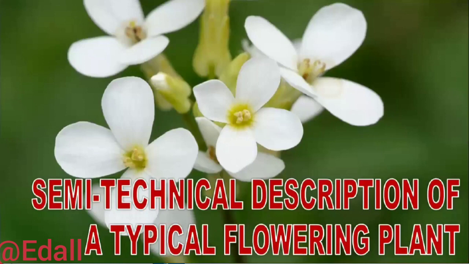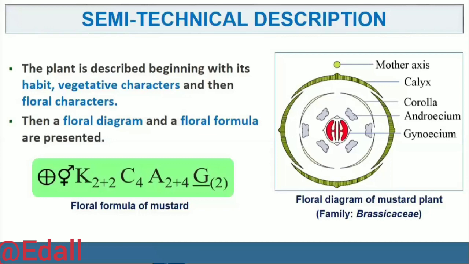5.8 Semi-technical description of a typical flowering plant. Various morphological features are used to describe a flowering plant. The description has to be brief, in a simple and scientific language and presented in a proper sequence. The plant is described beginning with its habit, vegetative characters, roots, stem and leaves, and then floral characters, inflorescence and flower parts. After describing various parts of plant, a floral diagram and a floral formula are presented.